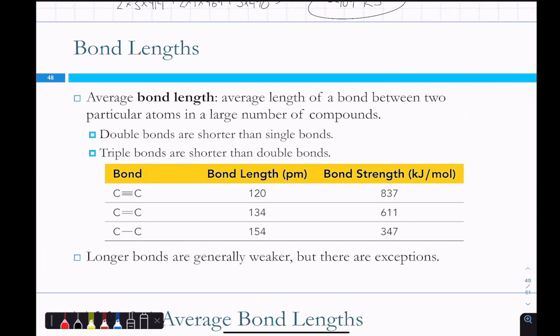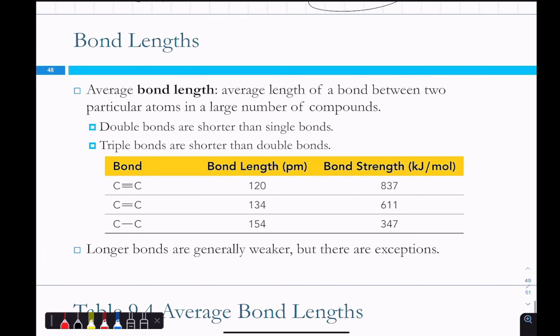Bond lengths. The average bond length between 2 particular atoms in a large number of compounds, we can average these bonds. So the double bond is shorter than a single bond, and a triple bond is shorter than a double bond. They're getting closer together, and they get stronger. So for a carbon triple bond, on average, 837 kilojoules. Double bond at 611. Single bond, 347. And of course, longer bonds are generally weaker, but there are exceptions, because there always are.